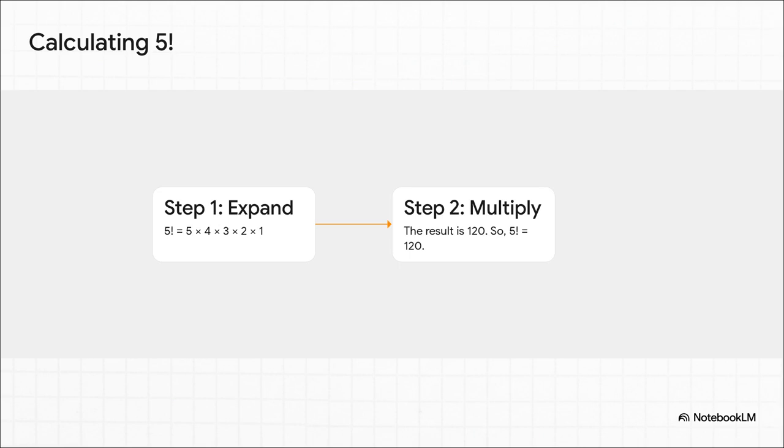All it means is you expand it out. 5 times 4 times 3 times 2 times 1. Punch that into a calculator and you get 120. It's a fantastic little shortcut, isn't it?